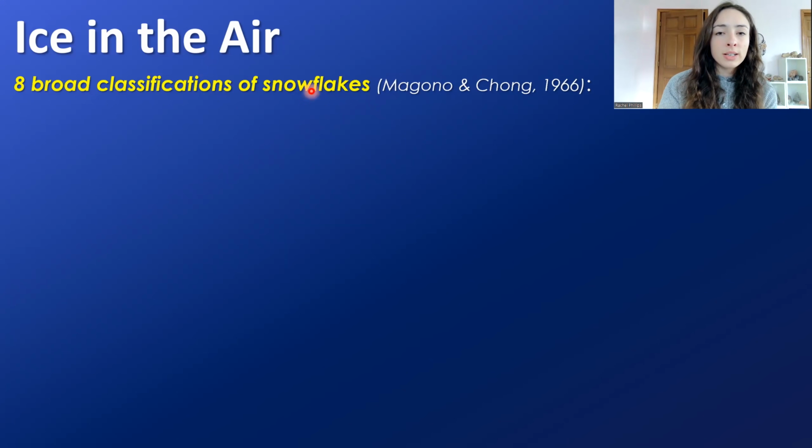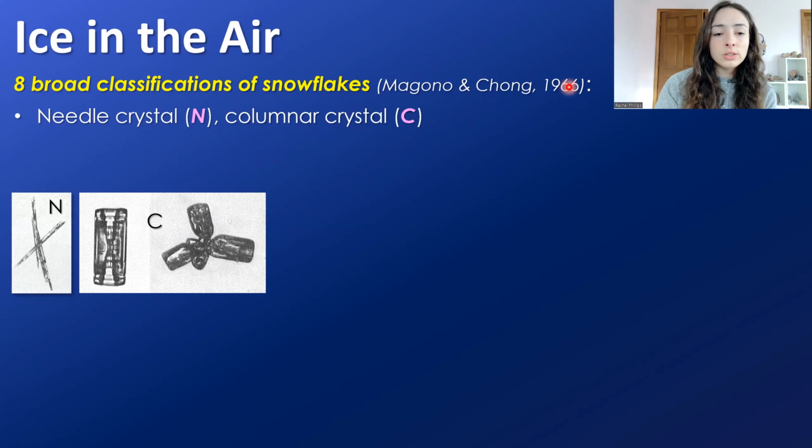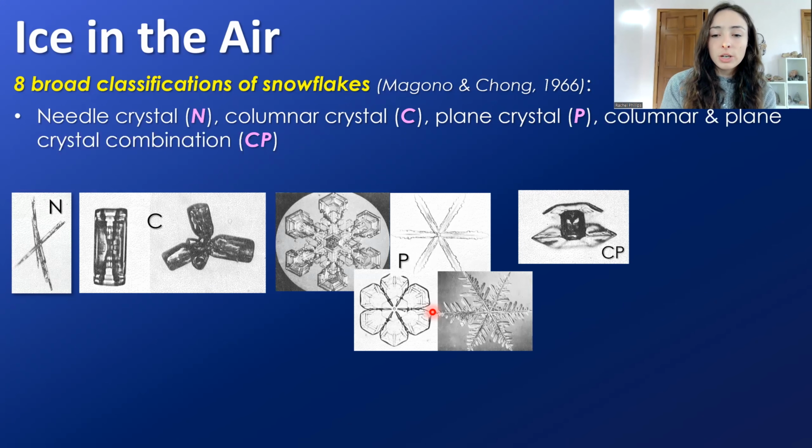So I found a lot of different classifications or proposed classification systems for snowflakes, but I kept seeing these 8 broad classifications that were suggested by this 1966 paper show up, and I'll link the paper below for you. And these include needle crystals, which is classified with an N, columnar crystals, which can form individually or be kind of radial columnar structures, plane crystals, which are in a plane and are those typical snowflakes that we think of as snowflakes, like the stars that are in a single plane, columnar and plane crystals, which combine columns and planes. Basically, you had a column start to nucleate and grow here, and then the plane started to form because the temperature and humidity regime changed, which is so cool.